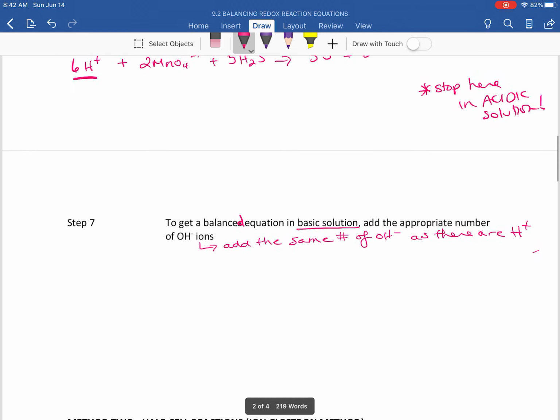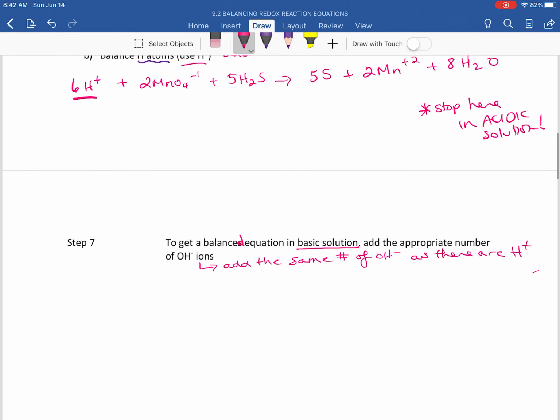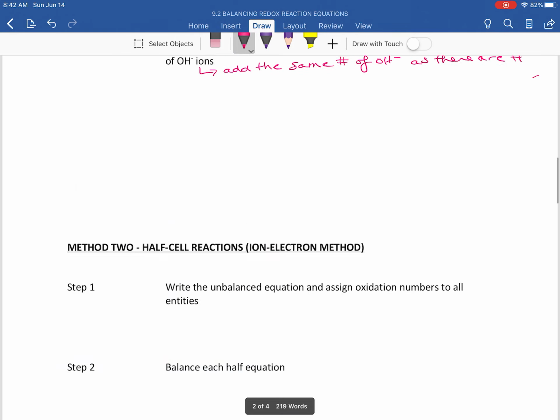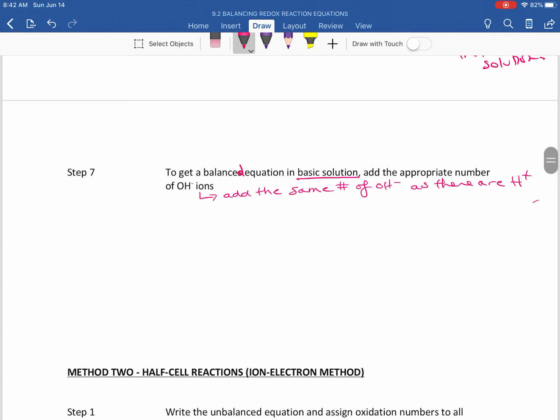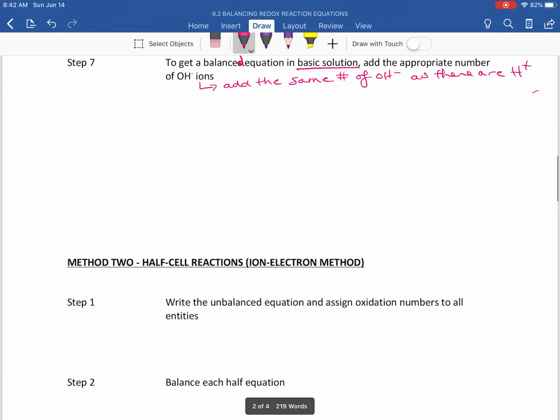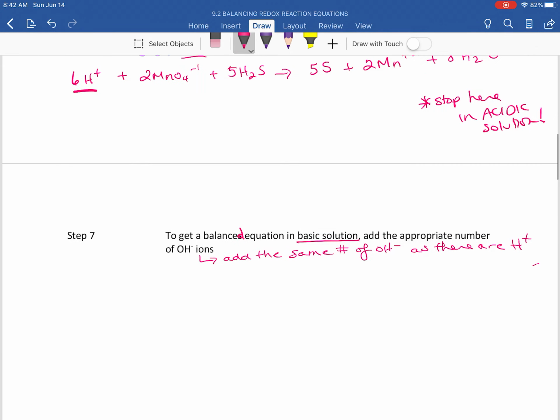Hold with me. I'm just going to show you that. I'm getting mad at my iPad here. Okay, let's try this again. I have 6 H plus here. So what I do need to add is 6 OH minus. Then I'll just continue.